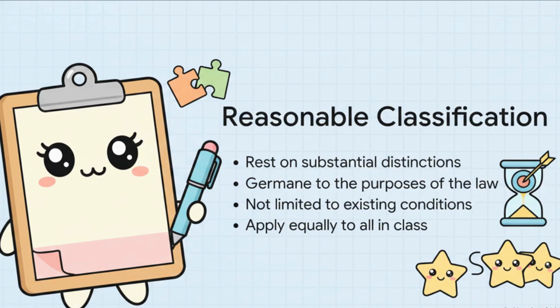Actually, the historical Ichong case laid out a crucial four-part test for what we call reasonable classification. If a law targets a specific group, it absolutely has to meet all four of these requirements. 1, it must rest on real substantial distinctions. 2, it must be relevant to the law's purpose. 3, it can't just apply to conditions existing right now. And 4, it must apply equally to everyone within that defined class. If it hits all those marks, the classification is totally valid and equal protection is preserved.